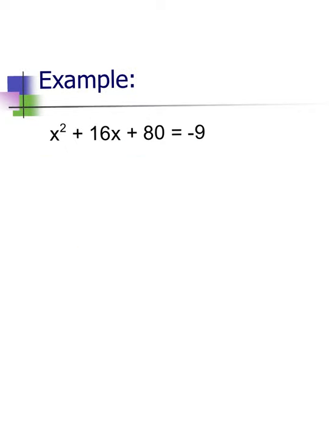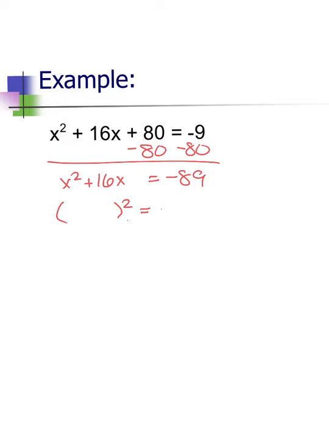Second example. Again, first thing we're going to look at, we want letters on the left and numbers on the right. So I'm going to subtract 80 from both sides. Now I have x squared plus 16x equals negative 89. Now I'm going to write my set of parentheses, and I'm going to put plus blank. I'm going to put an x in the front. I'm going to cut this in half. Half of 16 is 8. I'm going to square the 8, and that becomes 64. Now this becomes (x + 8)² = negative 89 plus 64, which gives us negative 25.